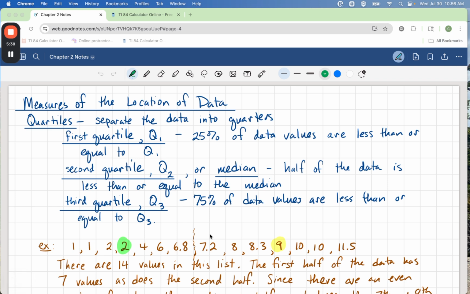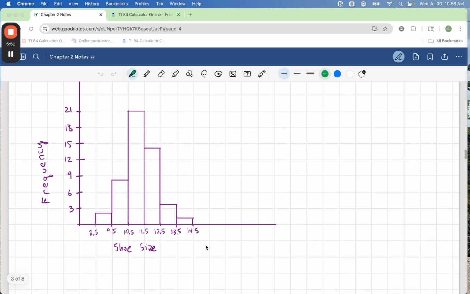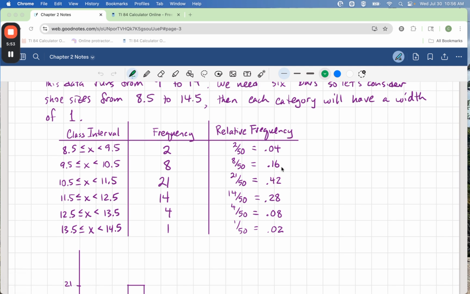So quartiles separate the data into quarters. The first quartile: 25% of the data values are less than or equal to Q1. If you look at the shoe sizes here and the frequencies, 20% of the people are going to be less than a size 10.5.